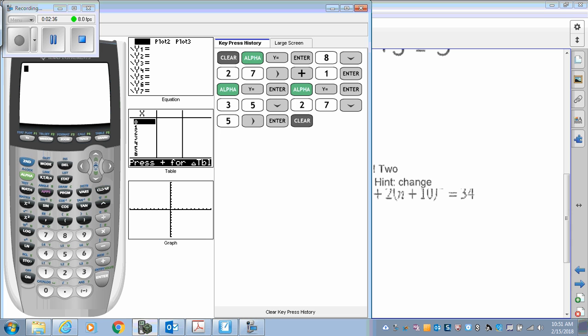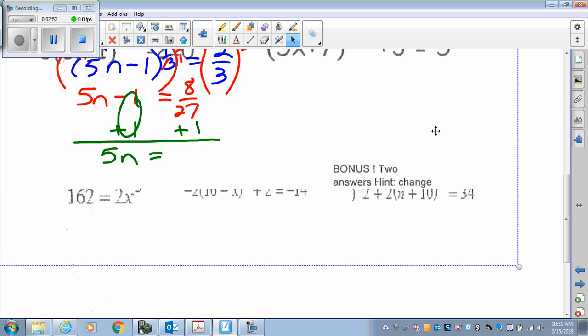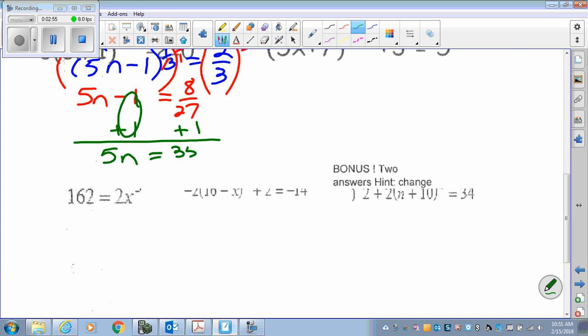Okay, so I'll clear, and I'm going to do alpha y equals, enter, and I've got 8 over 27, and the arrow over, and then plus 1. And that is 35 over 27. Okay, so 5n equals 35 over 27.